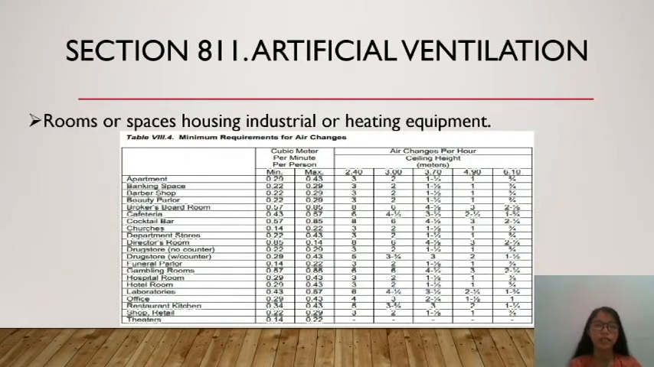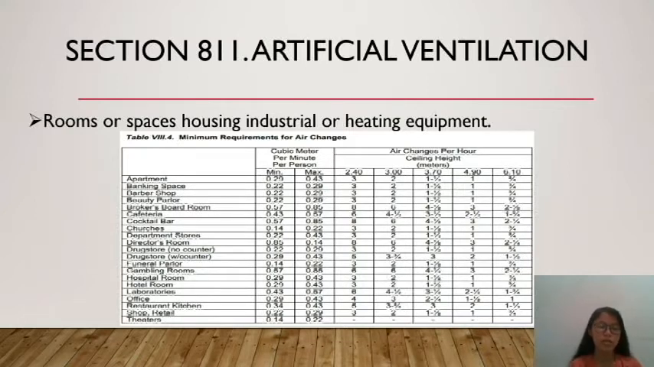For the last section, section 811, artificial ventilation. Rooms or spaces housing industrial or heating equipment shall be provided with artificial means of ventilation to prevent excessive accumulation of hot or polluted air.